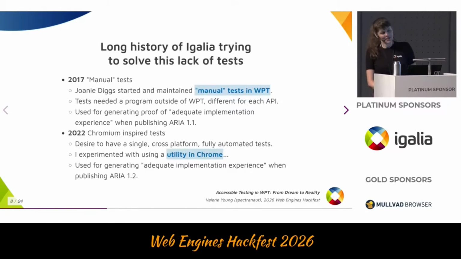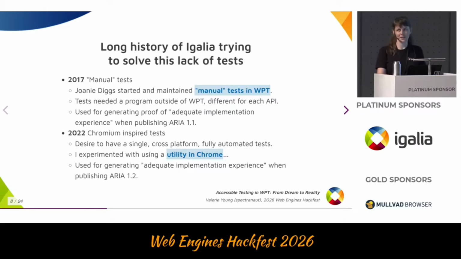So there is a long history of Igalia trying to solve for this lack of tests in WPT, or in the world, basically. In 2017, Joni Diggs at Igalia was the chair of the ARIA working group, and she wrote and maintained a set of tests that she checked into WPT. They're called manual, though, so they're not run by the normal WPT runner. She had another program that could help run them, but they were always partially manual. And she used them for generating the proof of adequate implementation experience when publishing ARIA 1.1.